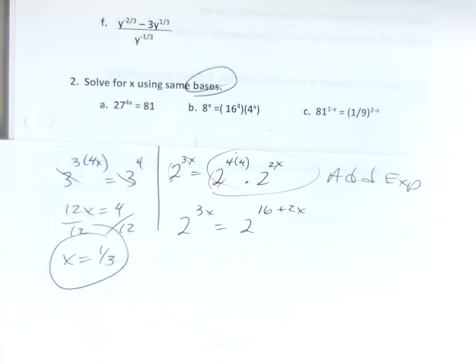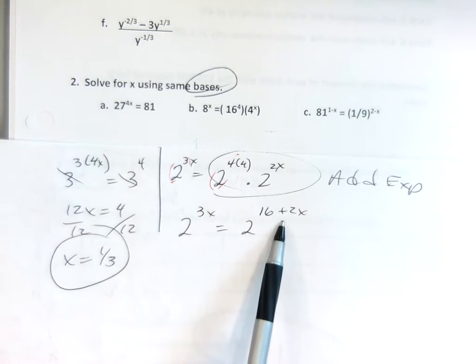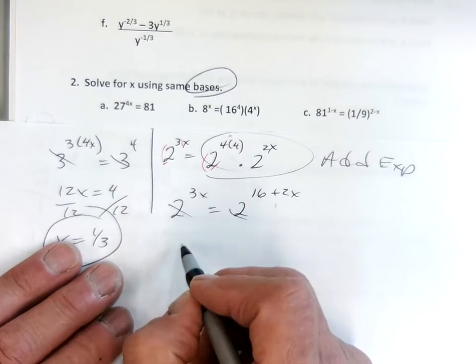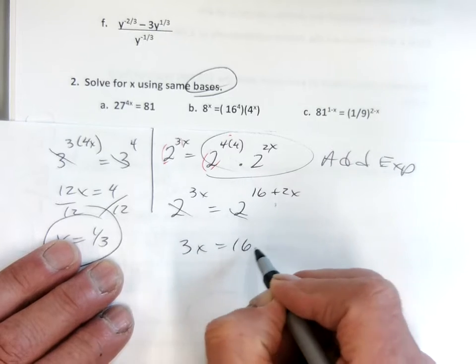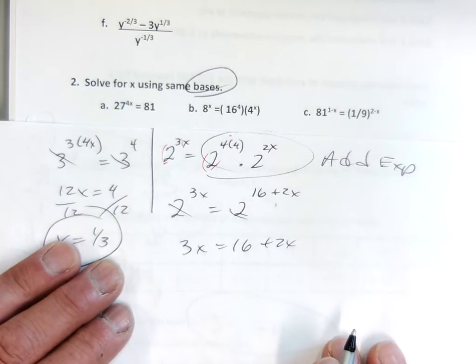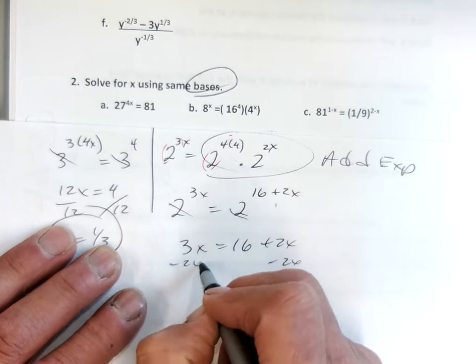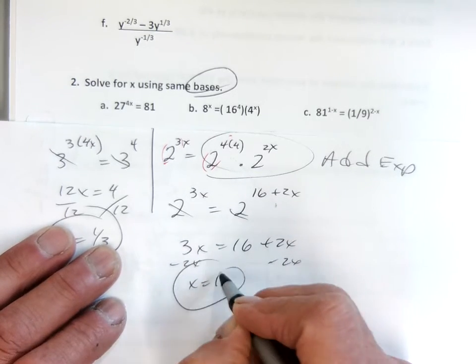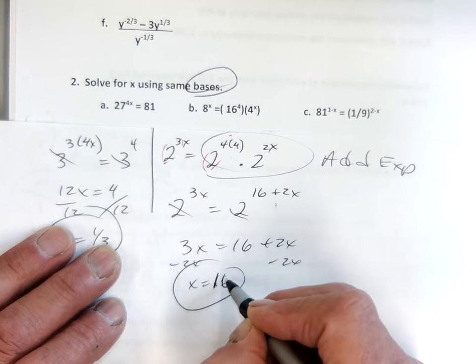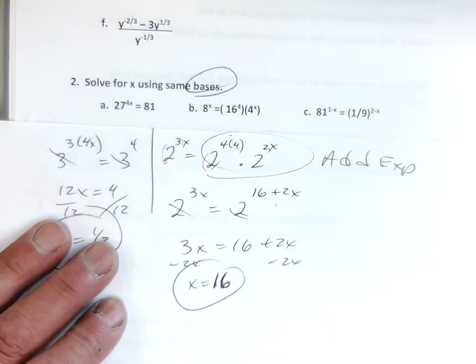Okay, think about that. You're going to have to know that kind of stuff in calculus, aren't you? You're going to have to know that. Okay, now same base, right? So I got 3x equals 16 plus 2x. Minus 2x. X equals 16, okay? Doing that, but with the natural log and e.